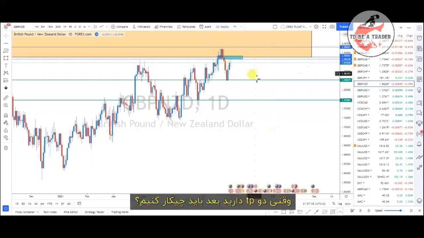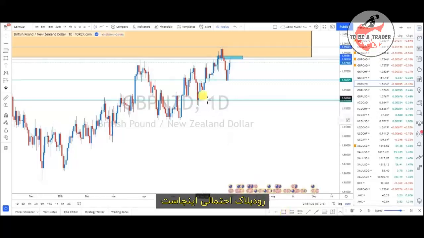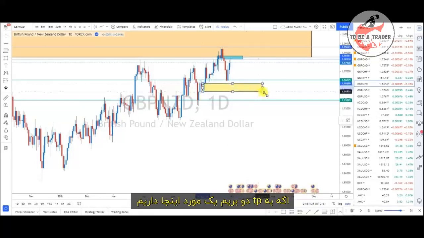Okay, once you have 2 TPs, what should we do next? We look for roadblocks. Potential roadblock. Here we go. We have one demand if you are going for TP2. So we're going to color this red.